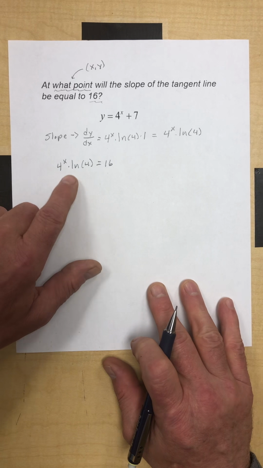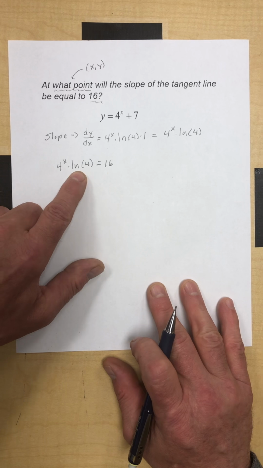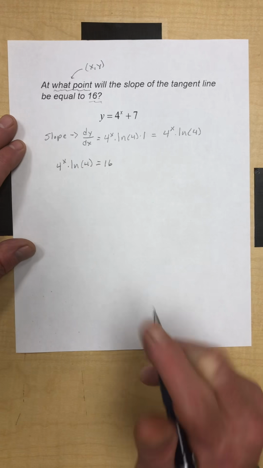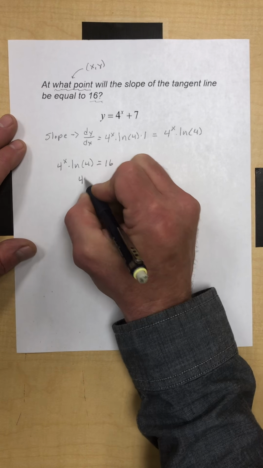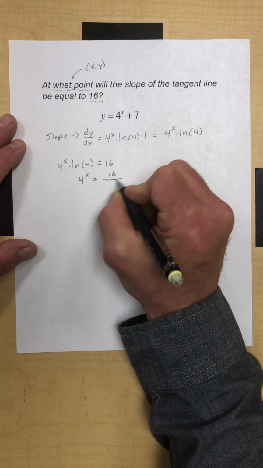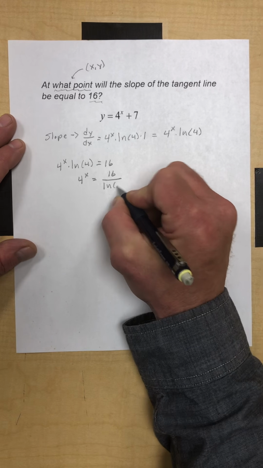So that means we're going to have to get rid of this natural log of 4. That's just a number. Remember, that's just a constant multiplier. So just divide both sides by the natural log of 4. So we get 4 to the x power equals 16 divided by the natural log of 4.